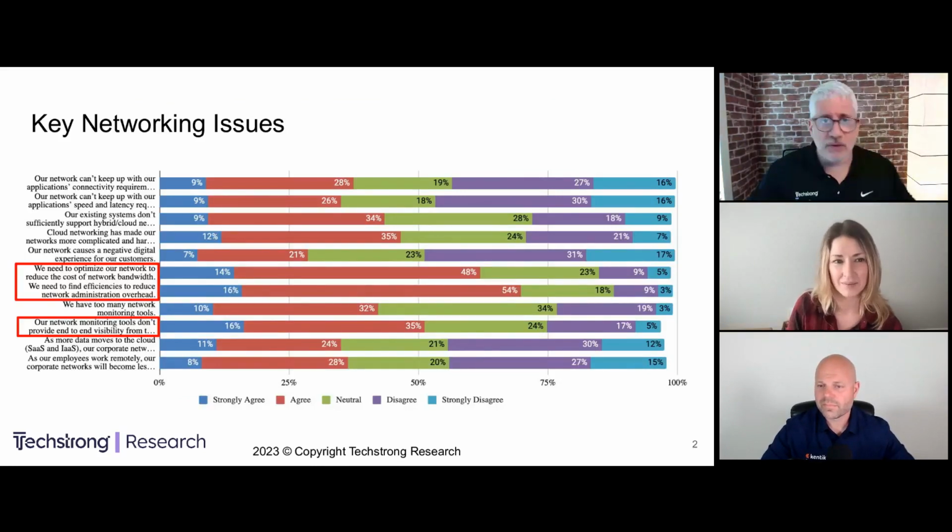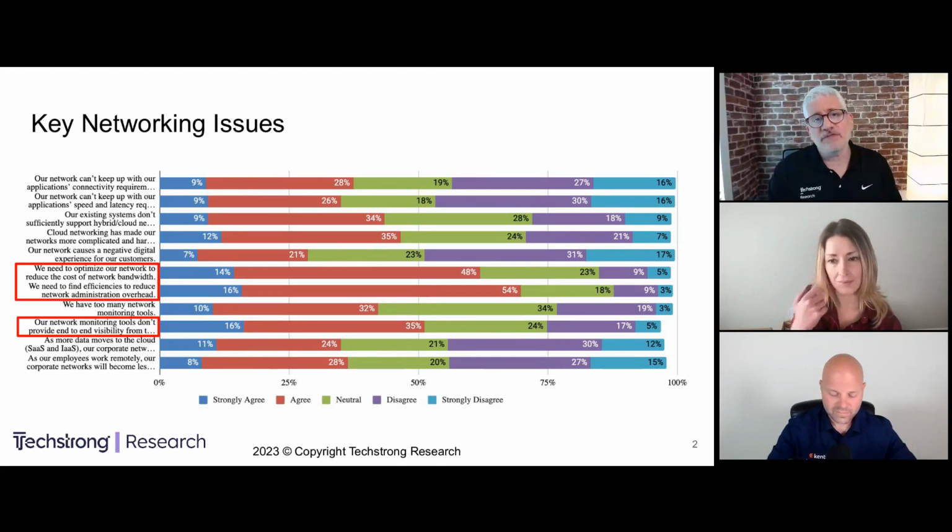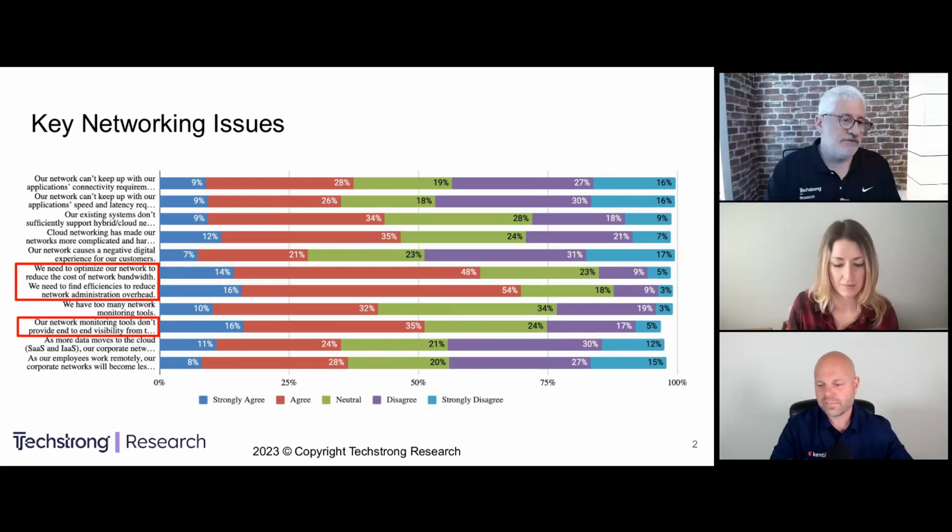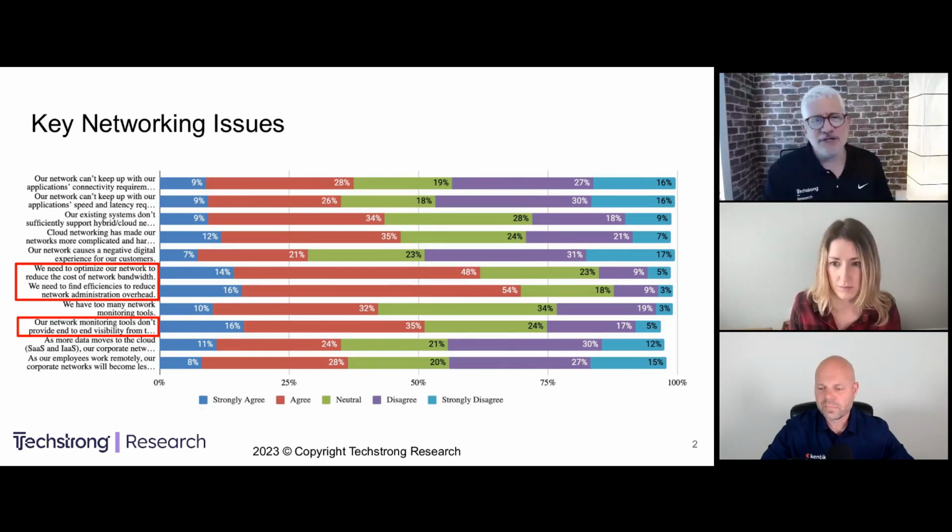We asked about 10 or 12 different statements about your specific networking environment. And when we tried to break down the issues, a couple of them really floated to the top. We need to find efficiencies to reduce network administration overhead. That was the one between strongly agree and agree that really had the highest numbers, right? So we need to find efficiencies to reduce network administration overhead.